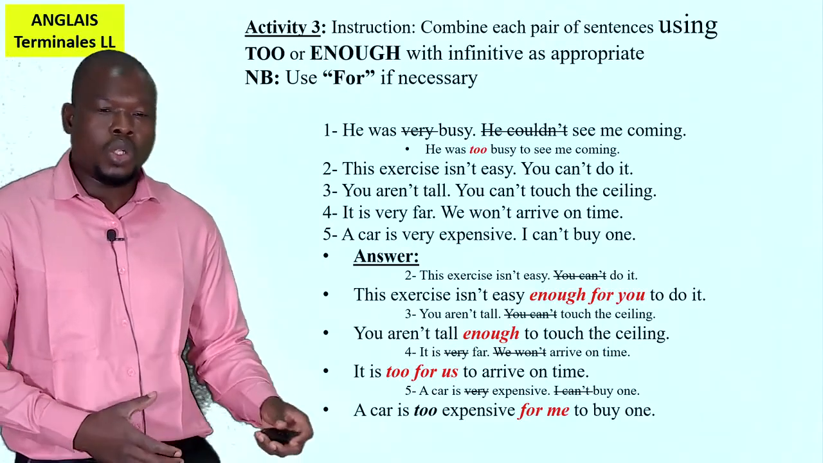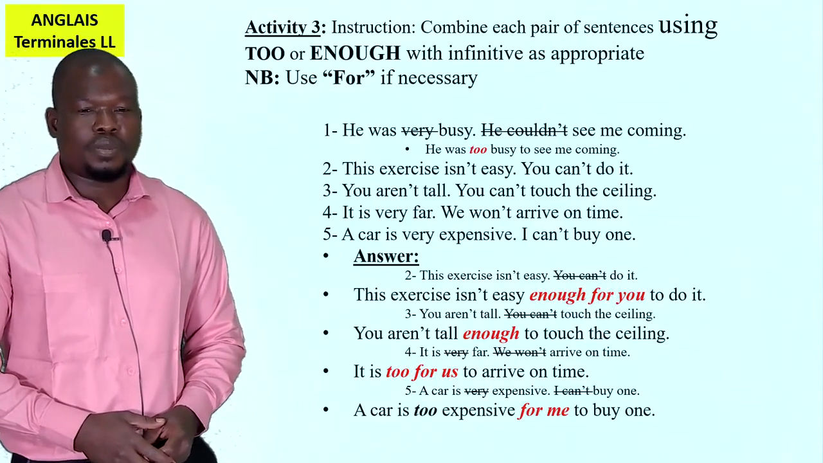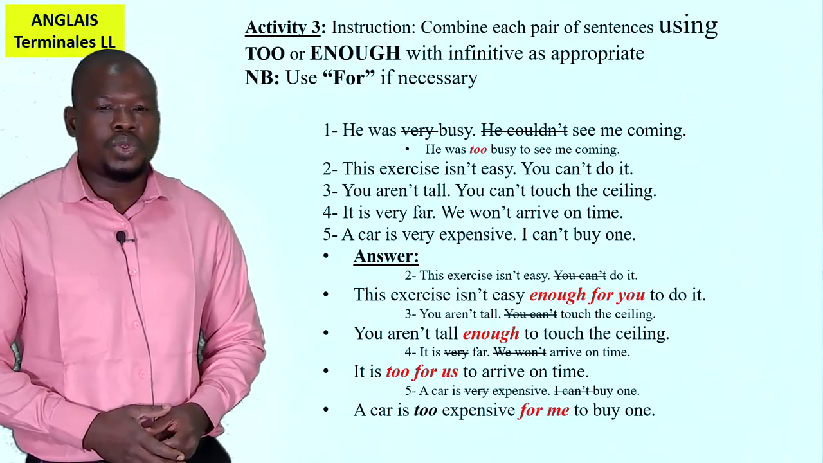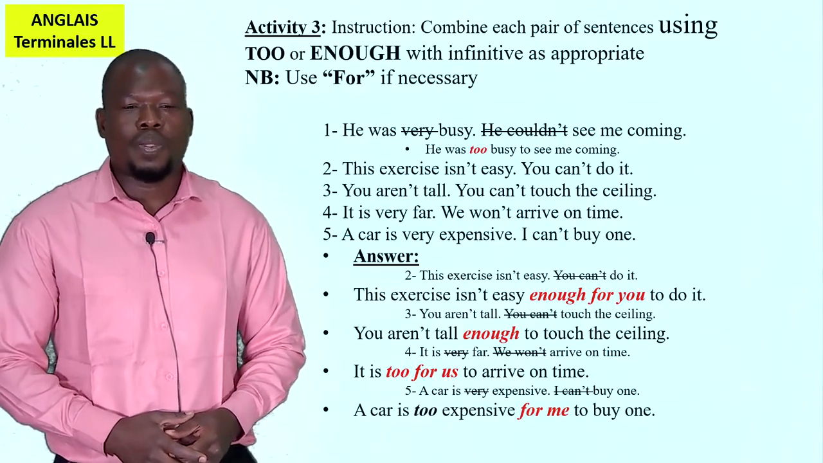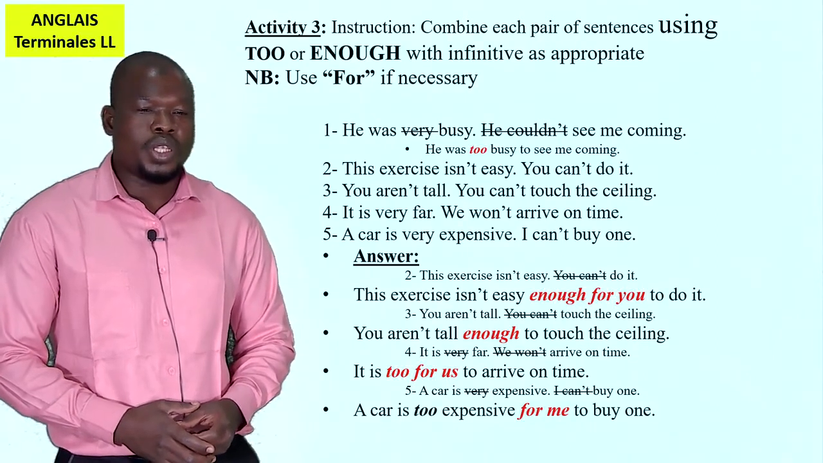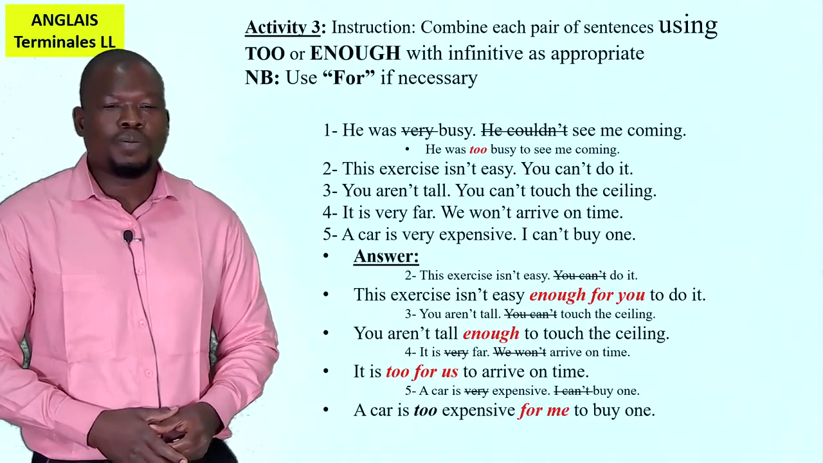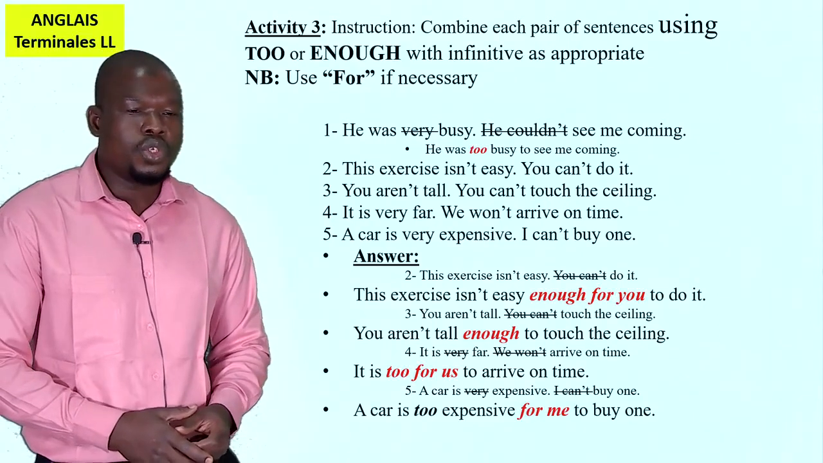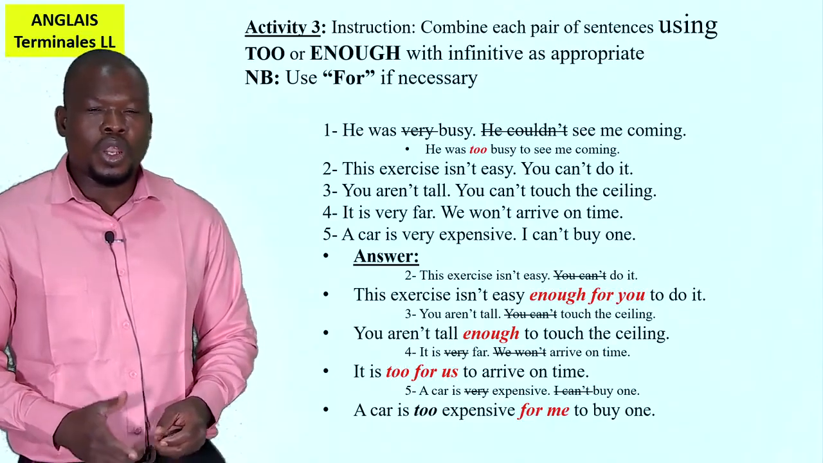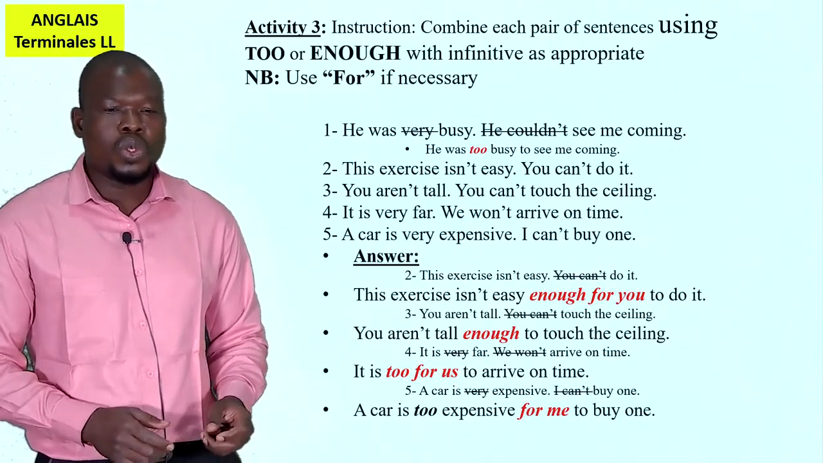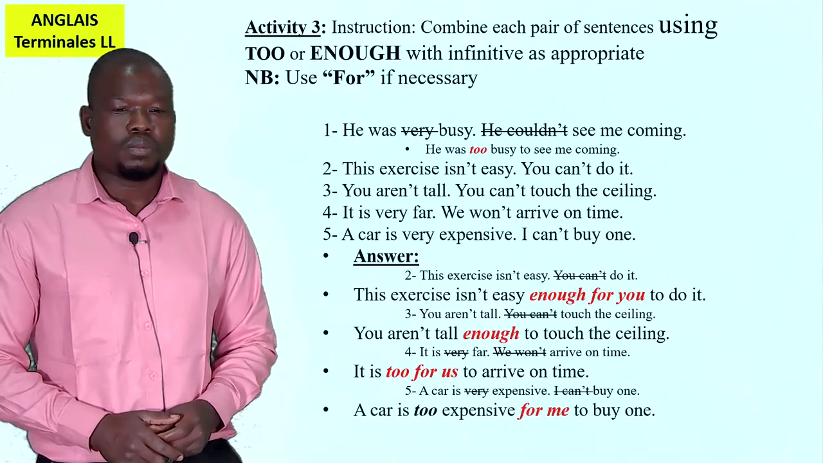Okay, let's have a look at the correction of these sentences. The second sentence: this exercise isn't easy. You can't do it. You see, we cross you can't. Then the correction is: this exercise isn't easy enough for you to do it. So here, as we said in the instruction, in NB, use for if necessary. Here we use for because these two sentences don't have the same subjects.